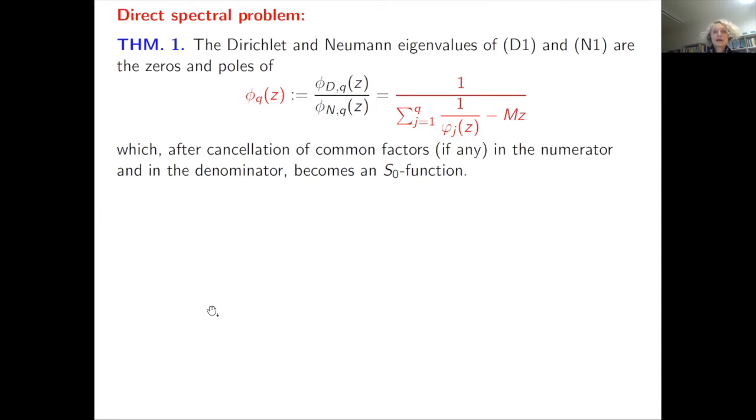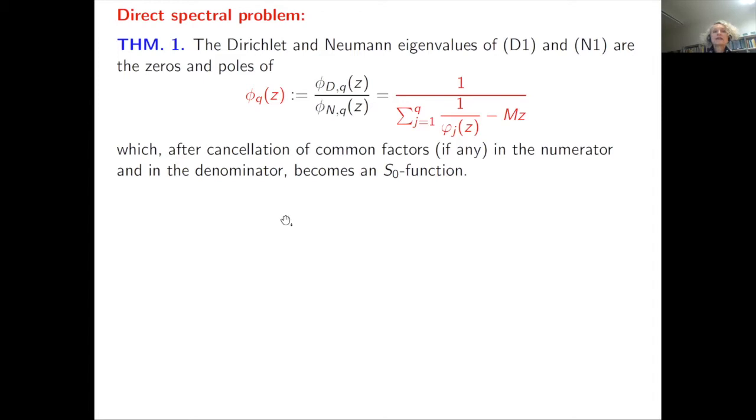So the Dirichlet and Neumann eigenvalues of the two problems we saw on the slide before turn out to be the zeros and poles of a function phi_q, which is again the quotient of two functions, phi_dq and phi_nq. If you really work it out, you see that this quotient is given as follows: 1 over the sum over all strings of 1 over the functions phi_j. These are the same functions phi that we had for a single string before, but now labeled for each string, and then minus m times z, the central mass times z.